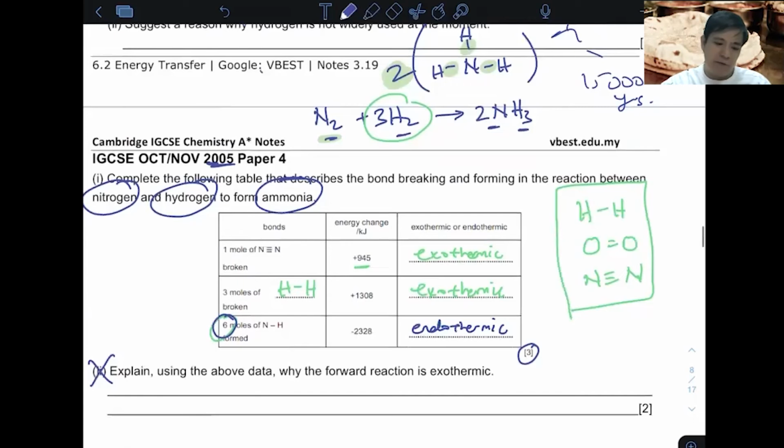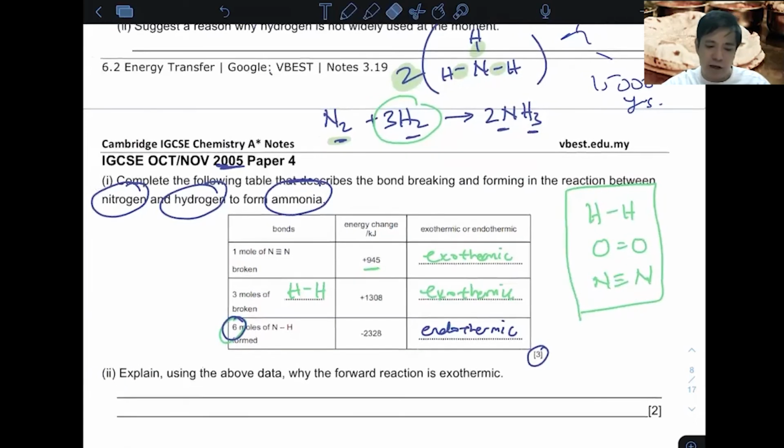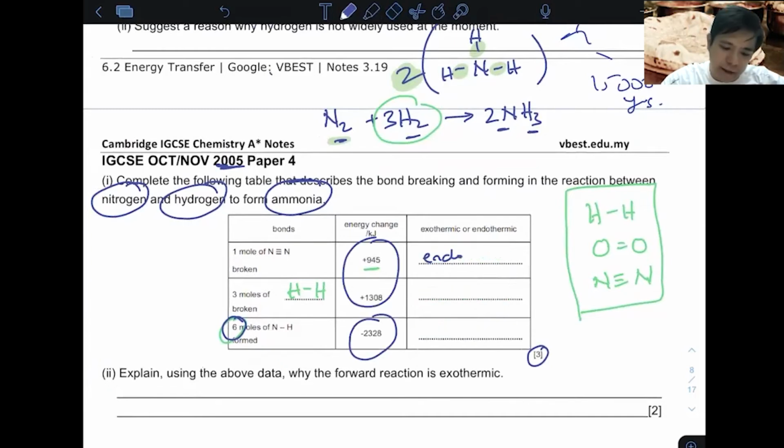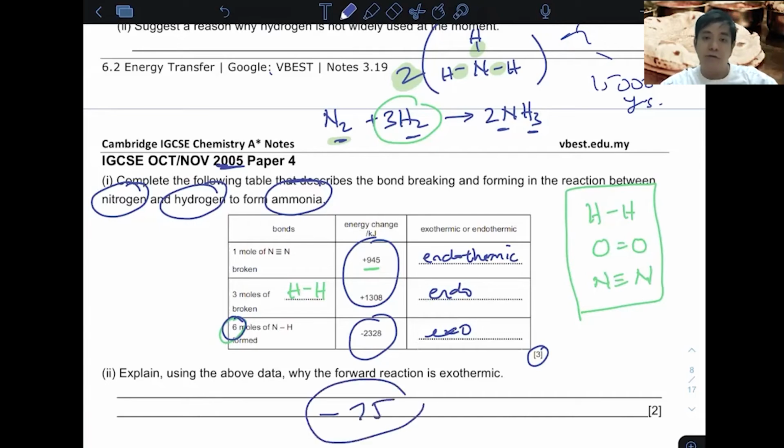Anyway, if they ask you to check whether this is exo or endo, you just take this and minus this. You absorb the heat to break bond, so that is endo. This is exo. So you take 945 plus 1308 minus 2328. So the difference is negative 75. If it's negative, it's exo. Kilojoules per mole.